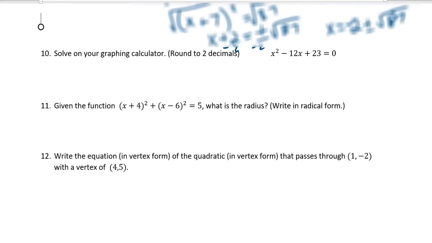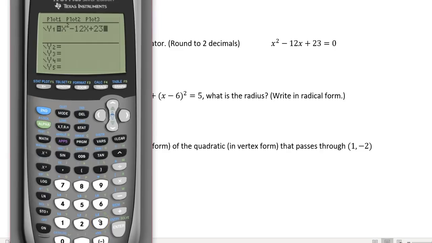Our next problem says solve on your graphing calculator. And it tells you to round to 2 decimal places. So get those graphing calculators out. So I've entered my equation into my grapher. There are different methods to do this. The one I've shown you in class and on videos has been the intersect method. So in this method, you must enter y2 equal to 0. You must have two equations to see where they intersect. And then you can hit graph.